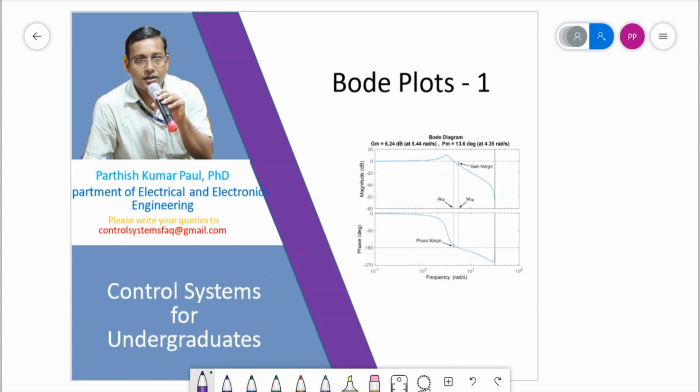Welcome friends, let us try to learn about the basics of Bode Plots today. As we are going through the frequency domain analysis of control systems, Bode Plots are another set of tools which we use in the analysis of systems in the frequency domain, and it is very convenient.